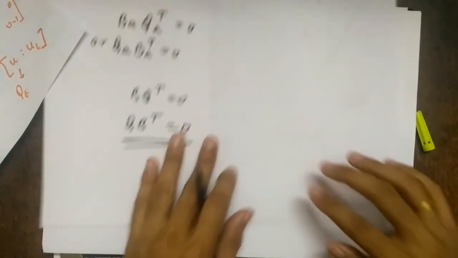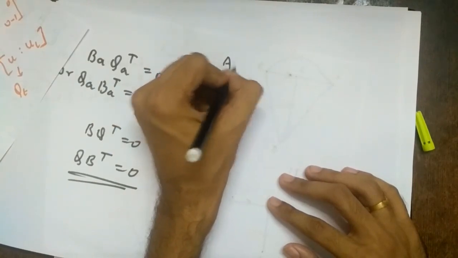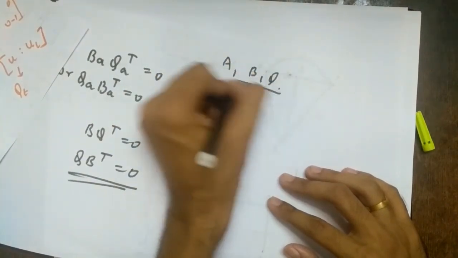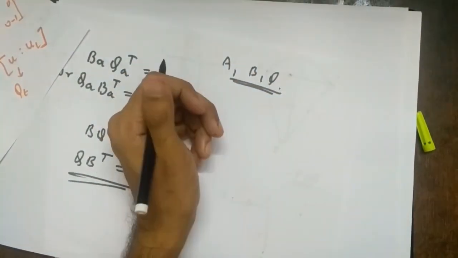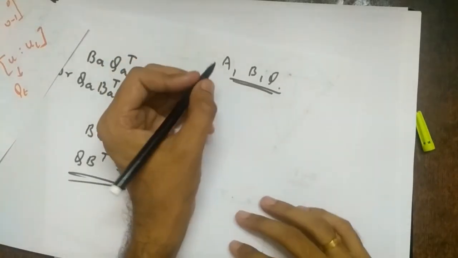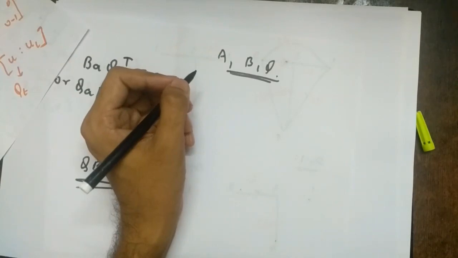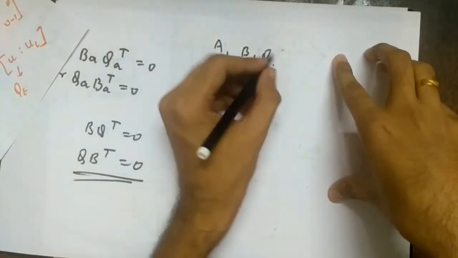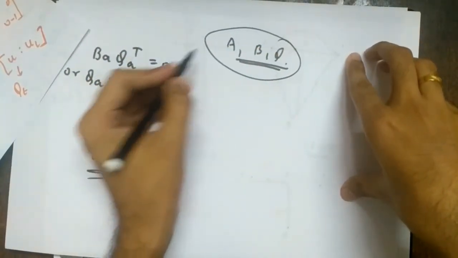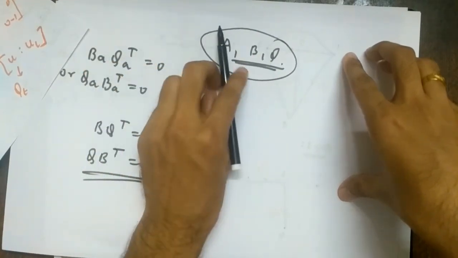Next we have the relation between A, B and Q. Okay, so what is the relation? Actually, I don't think it is that much required for the exam. If it is required, I'll take it, else I'll skip it. So we'll stop here.